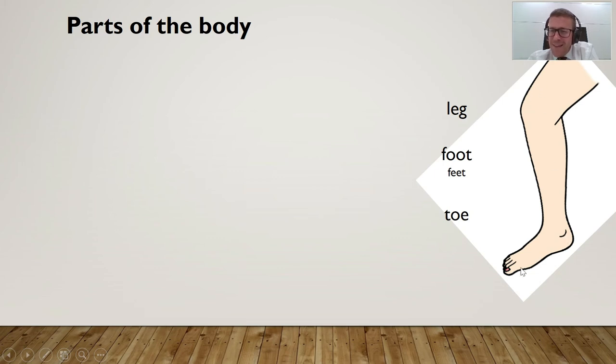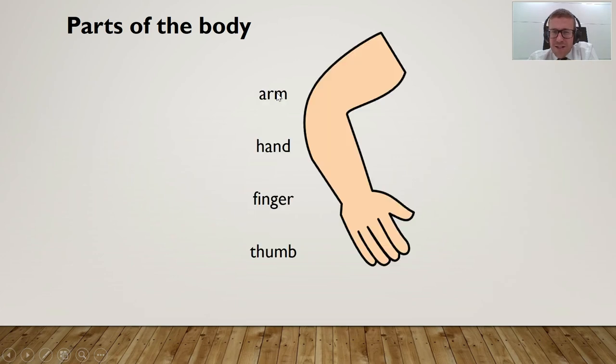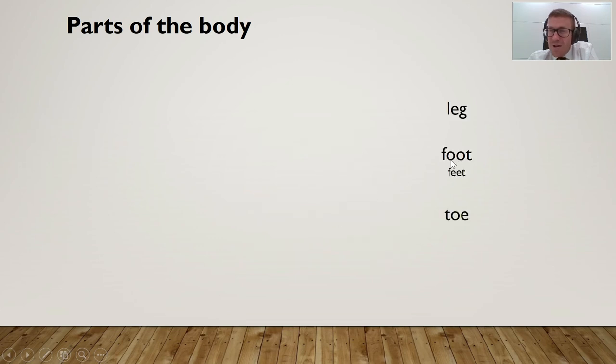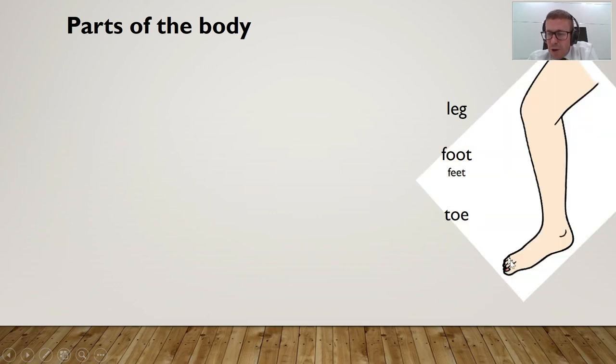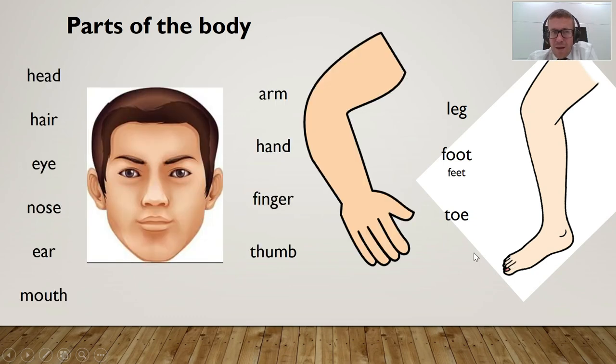Foot, at the bottom, you walk on your foot. Notice I've put feet underneath. This is because for all of the others, you just add S. Arms, hands, fingers, thumbs. But for foot, we don't say foots, we say feet for plural. And the last one, toe. These are the fingers on your foot. Okay, so this was parts of the body.